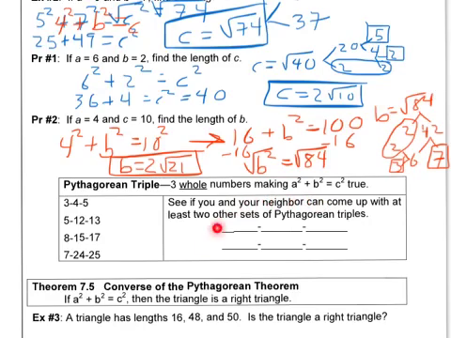So what I want you guys to do is see if you can come up with a couple other ones. Something interesting, 3, 4, 5 works even if you double everything. So you could say 6, 8, and 10. That works too, so that could be one of yours. And I'll let you see if you could find another one that works. So just give it a try. Try a couple different numbers. But there's a lot that work.